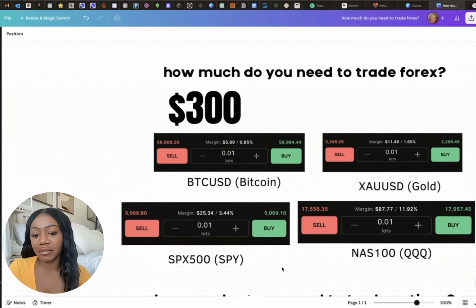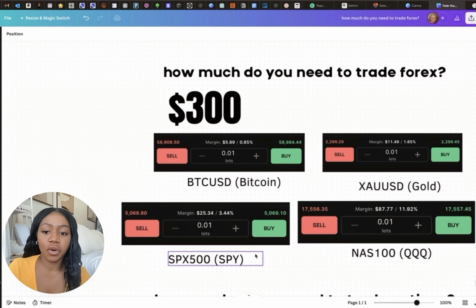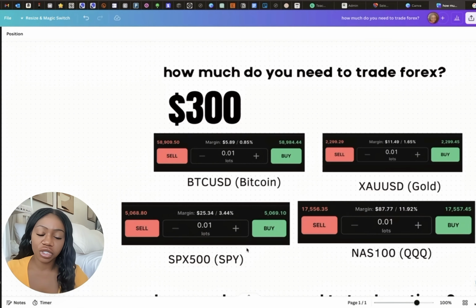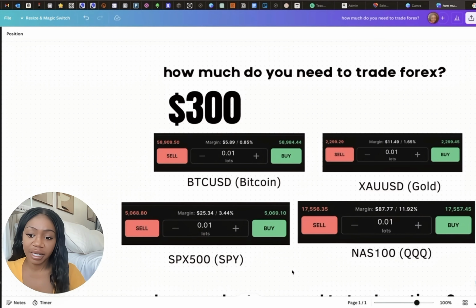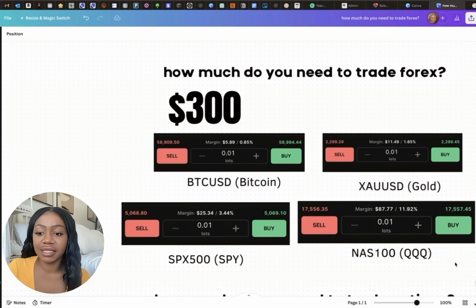And if you want to trade the S&P 500, yes, my broker does allow you to trade certain stocks and indexes and index funds on their platform. It's going to cost you $25.34 to open a 0.01 lot size position of S&P 500. And then last but not least, the fan favorite NAS 100. It's going to cost you $87.77 to get into the smallest position of NAS 100.